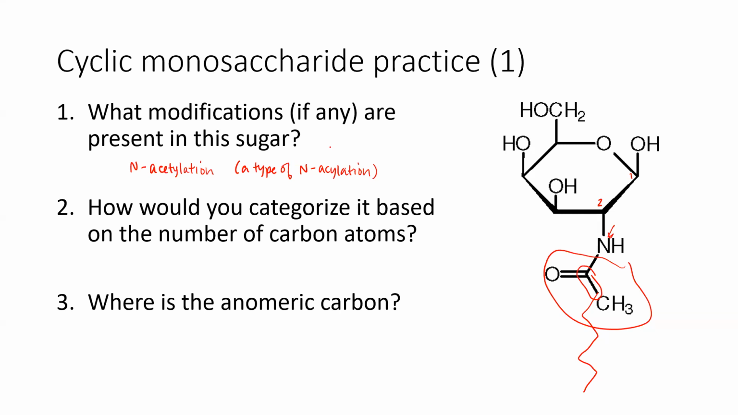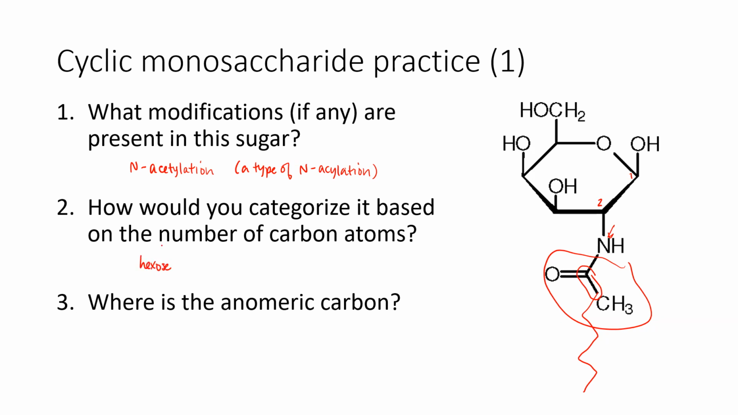Okay, so let's now look at this cyclic monosaccharide in general. How would you categorize the sugar based on the number of carbon atoms? Pentose? How many carbons are there? No, there's 6. Yes, it is a hexose.